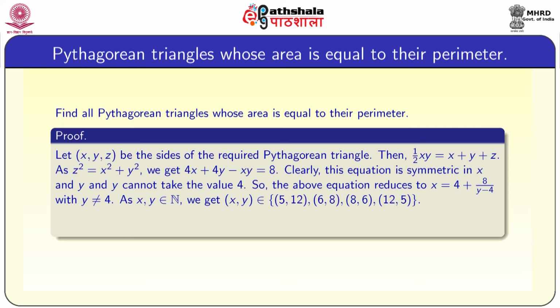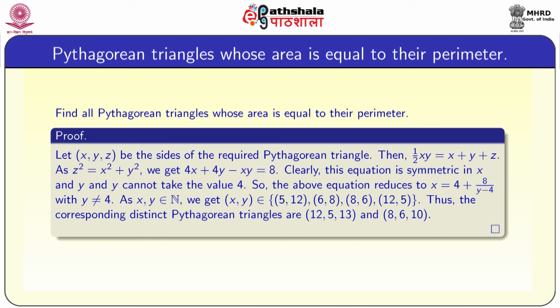equal to their perimeter. And thus the corresponding distinct Pythagoras triangles are only 2, that is 12, 5, 13 and 8, 6, 10. And further one can see that 8, 6, 10 is not a primitive Pythagoras triple, whereas 12, 5, 13 is a primitive Pythagoras triple.